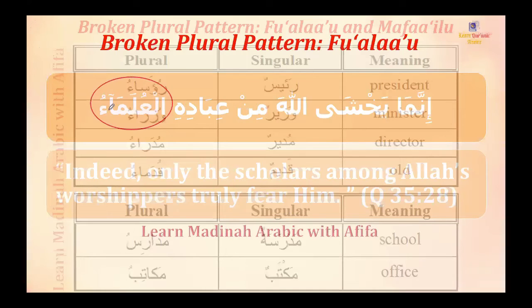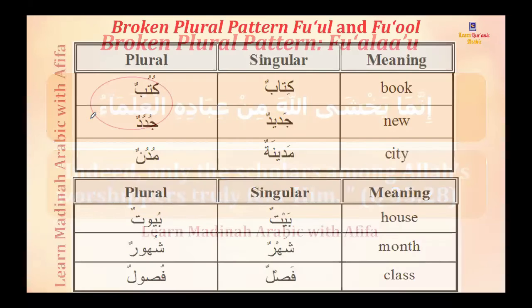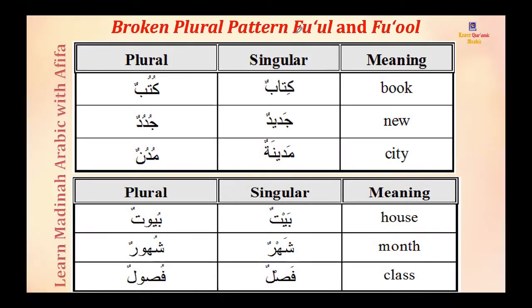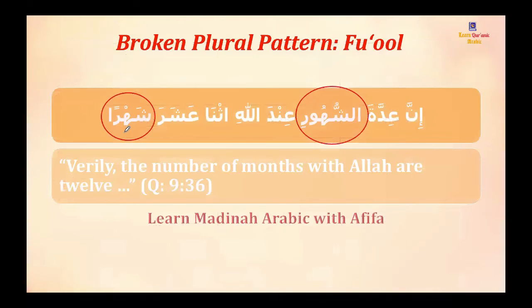And then from the Quranic example, we looked at this pattern. Ulama'u, the scholars. Again, this one we also looked at earlier. So kitabun, kutubun, jadidun, jududun, madinatun, mudunun. Okay, here's another kind. Baitun, buyutun, shuhurun, fusulun. So you begin to recognize these as broken plurals. So right here, shahrun and shuhurun.